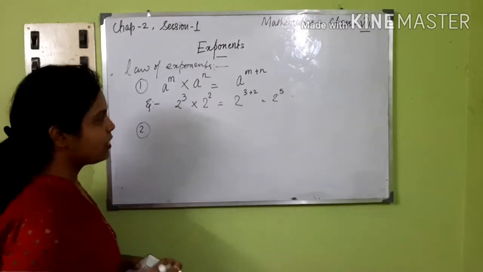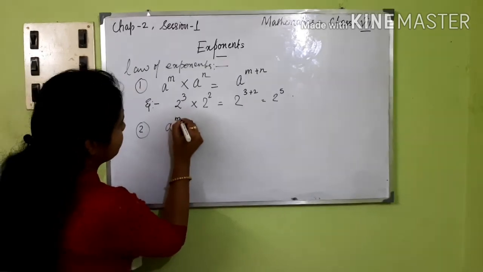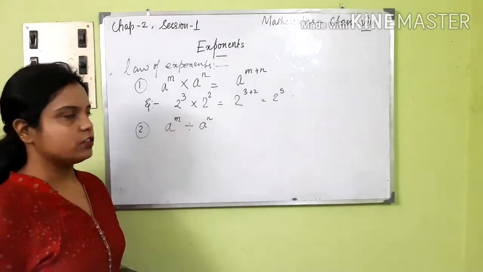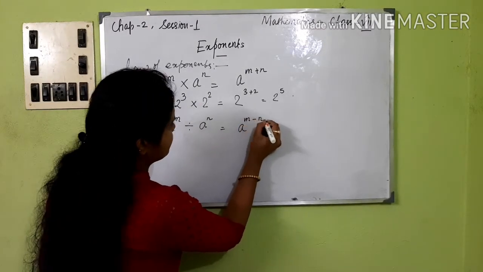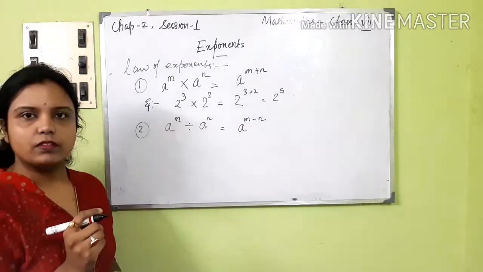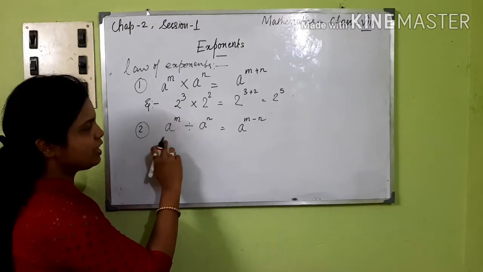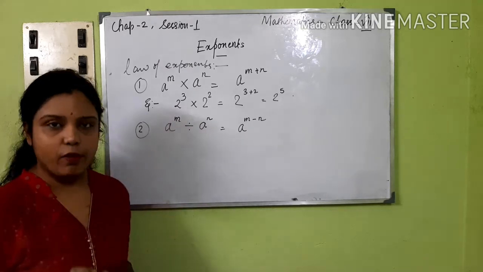Next, a to the power m divide a to the power n. So we have here a to the power m minus n. Here again you can see bases are equal, division sign in between, the powers will get subtracted.